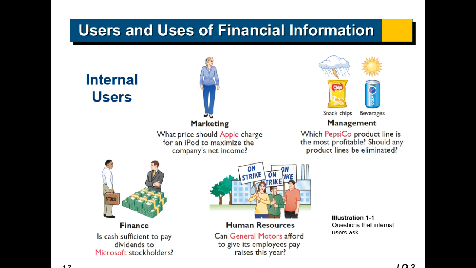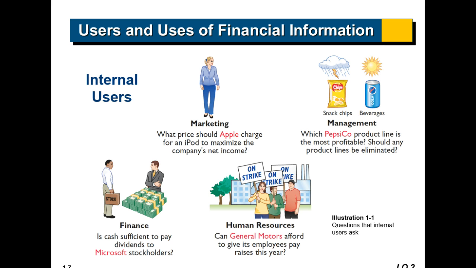But there are all kinds of people who are interested in information on businesses. Internal users are those people within the company, inside the company. That's what managerial accounting is going to talk about next semester. You guys take that. Marketing, for example: what price should Apple charge for an iPod to maximize the company's net income? The marketing department of Apple really needs to see what their competition is, the unique differences for their tablet versus another tablet, or the iPod or iPad. And so their need for information is going to be a lot different from other users.